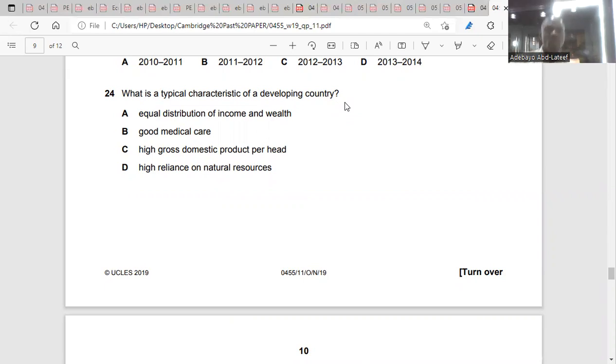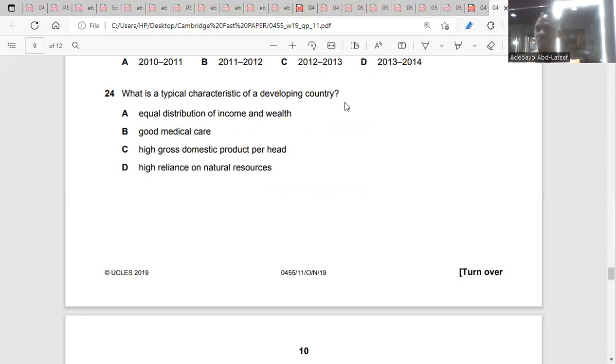What is a typical characteristic of a developing country? Libya is a developing country. Most African countries are developing countries. So what are the characteristics? Countries that mostly rely on natural resources. They deal with the primary sector of the economy. So the answer is D.